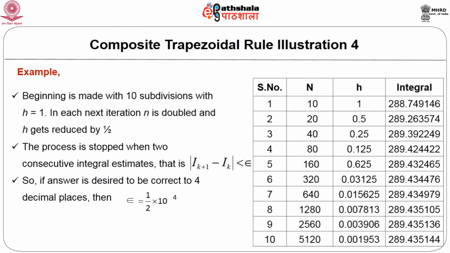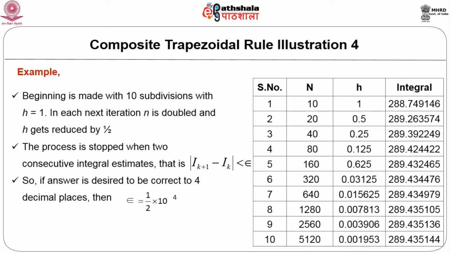289.434975. Next you again double, so 1280, h is 0.007813, value of the integral is 289.435105. Next 2560, h is 0.003906, value of the integral is 289.435136, and so on. At the end of 11 iterations, the value of the integral becomes constant up to 5 decimal places, and the result is 289.43515.